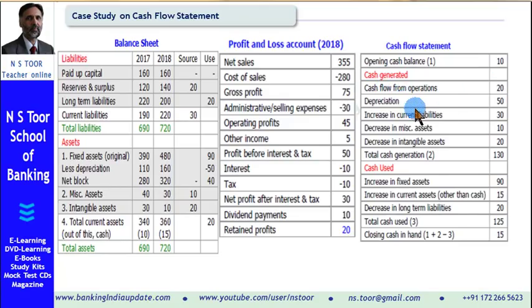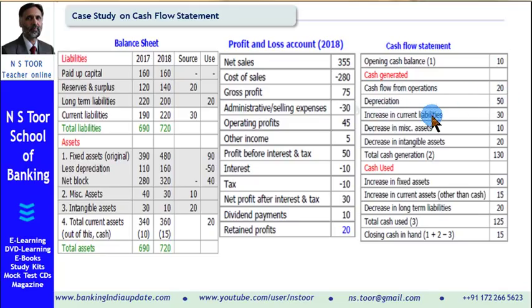Then we shall find out the generation of cash. Cash from operation means retained profit. So we have picked up the retained profit. It is cash from operations of the business. So that is 20. Then depreciation. Depreciation is expenditure, but it is non-cash expenditure. Hence, this is also cash generated. So depreciation is available here. This is depreciation 50. So we have taken the depreciation here.